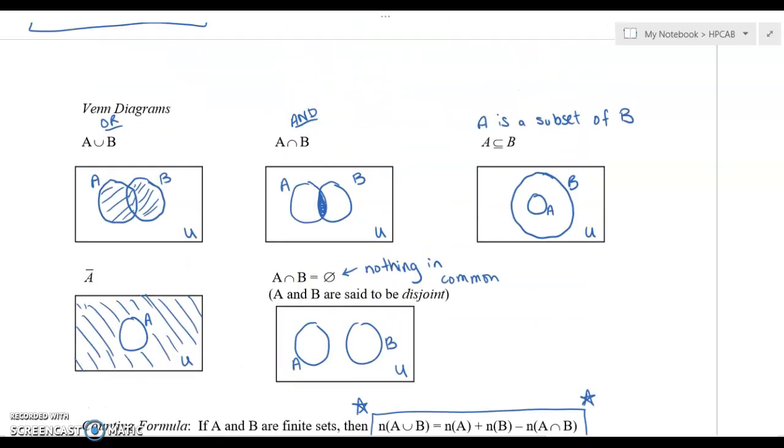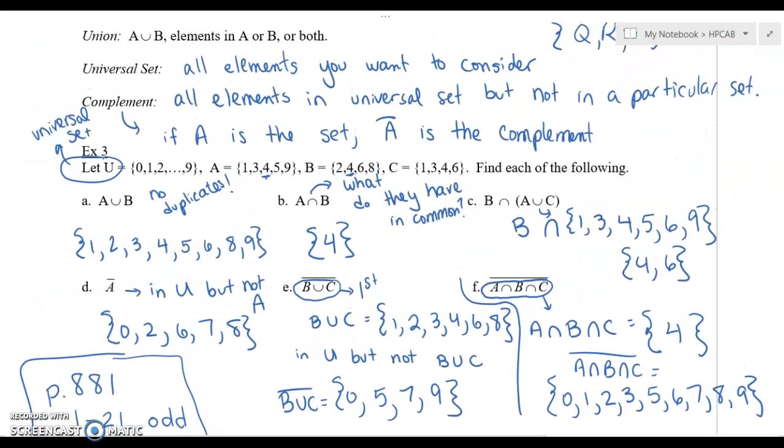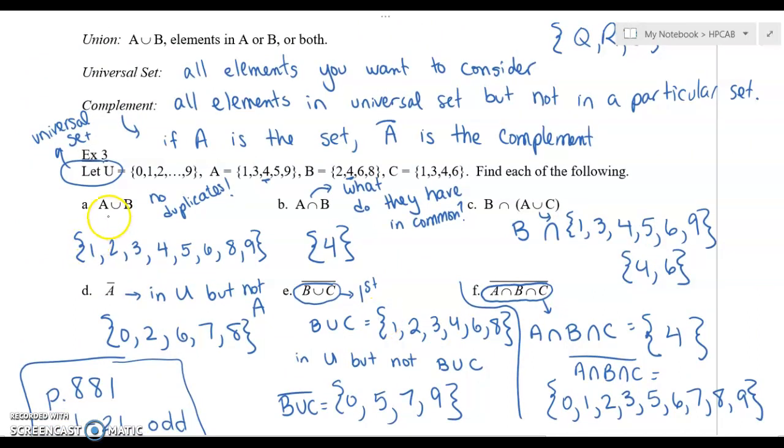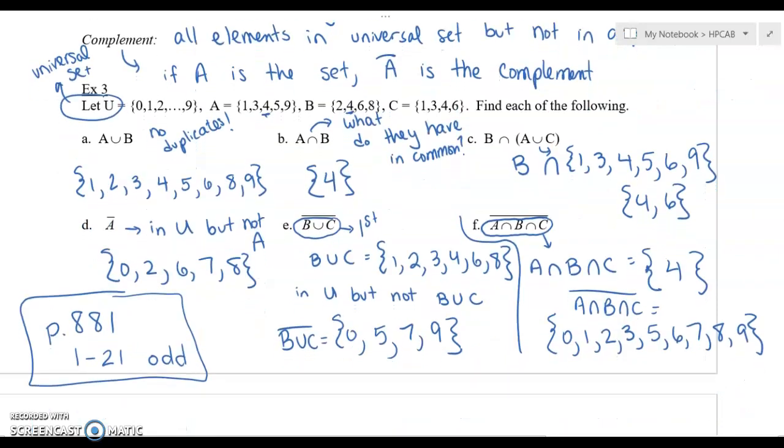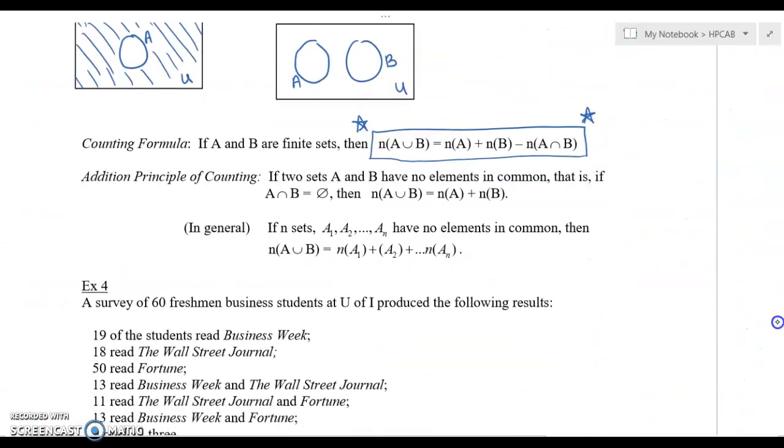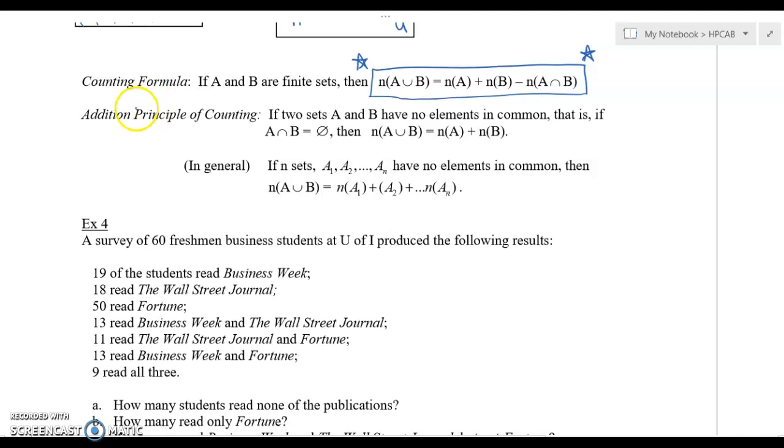Like when we did these numbers on the other side and we were finding out how many things were in A union B, technically we had a 4 that overlapped, but we didn't list 4 twice. So we're subtracting off any of the duplicates that they have in common. So that's part of the counting formula, and we'll use that down below in example 5.